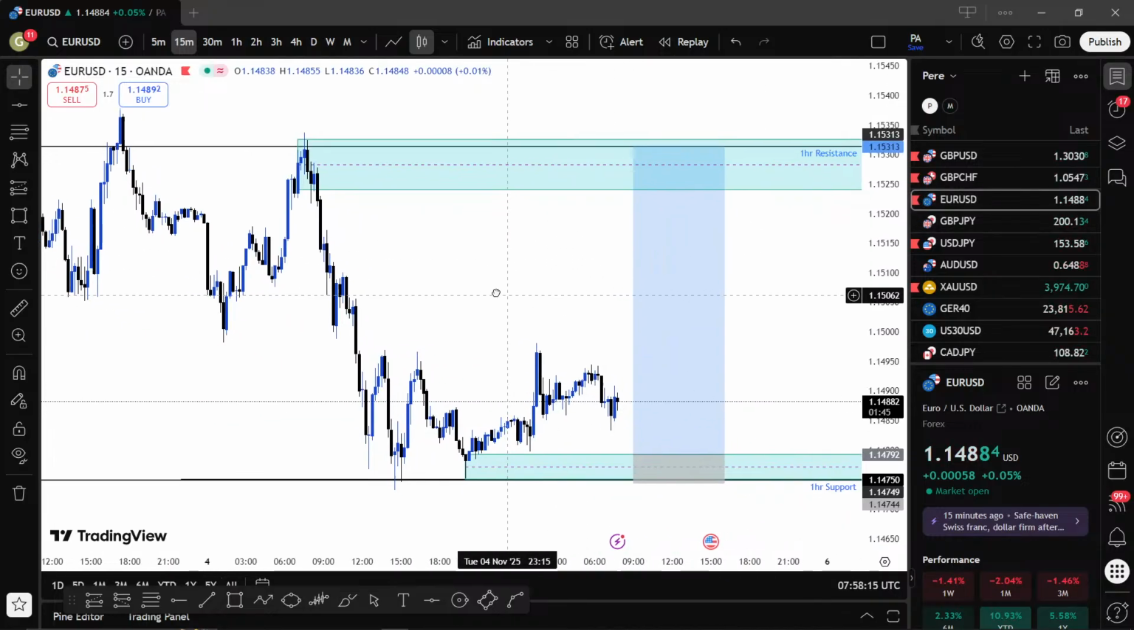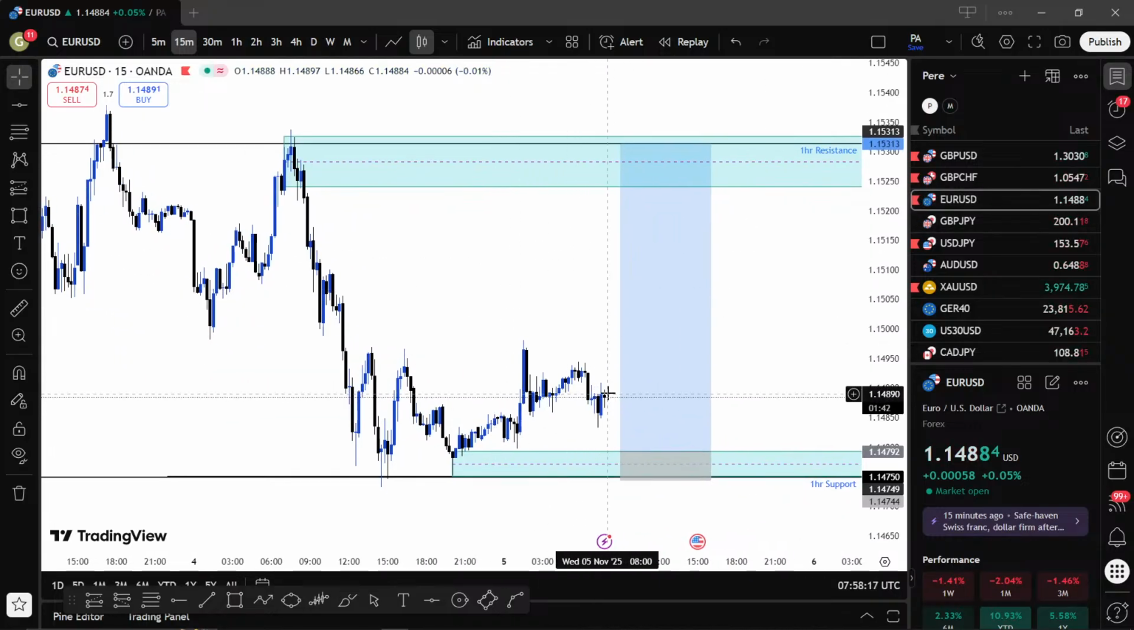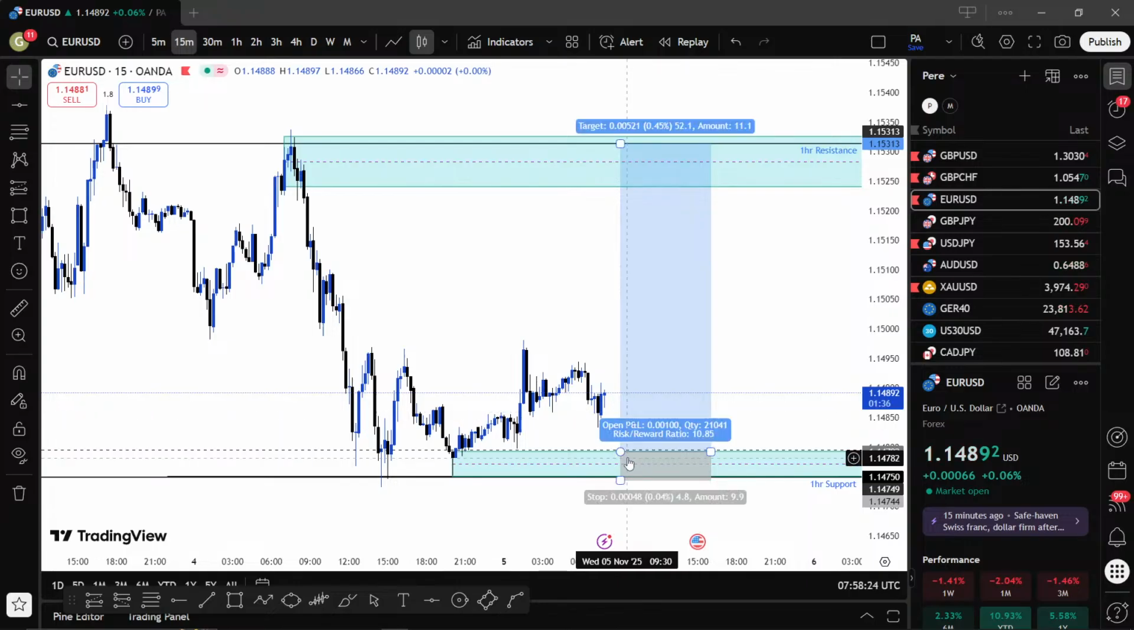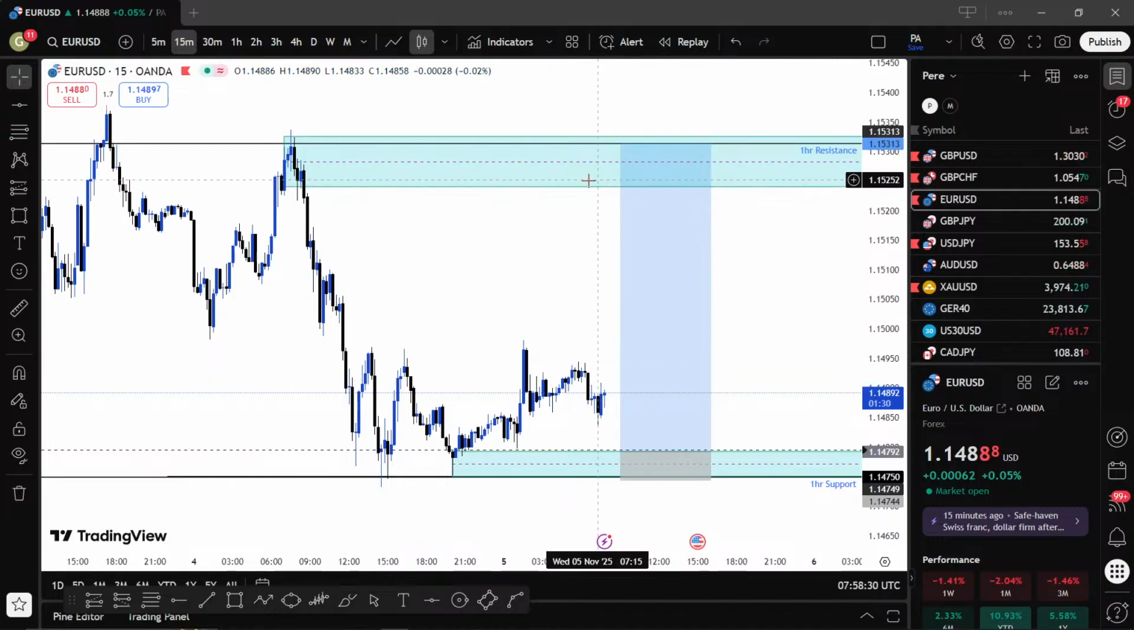And over here we have Euro USD. For Euro USD, I'm just waiting for a retracement back down here. Once we get this retracement, we can long Euro USD back to this level. And if the retracement doesn't come, we'll go in for a sell at this very top.